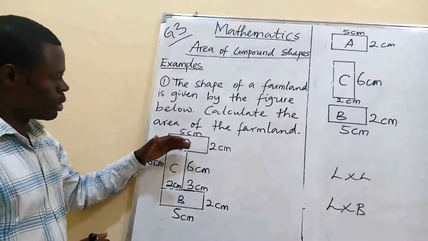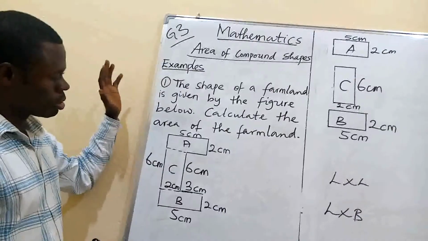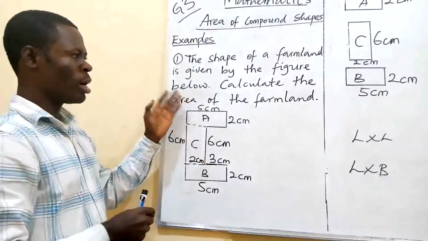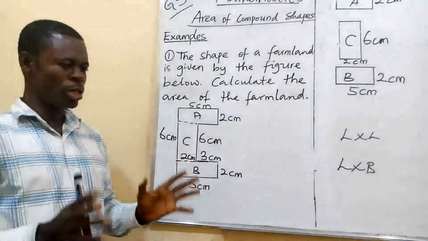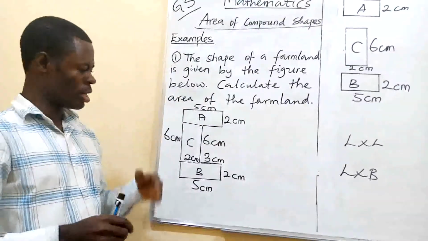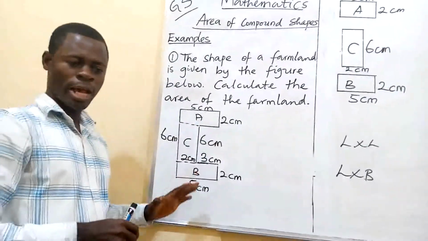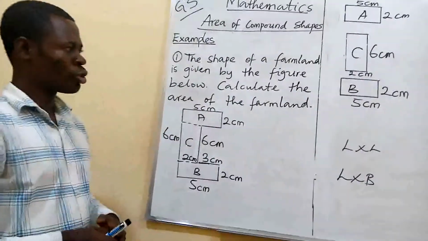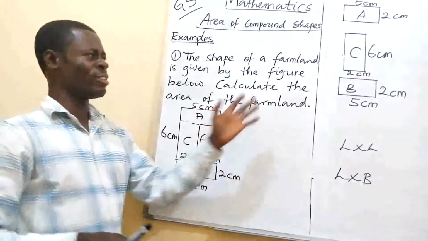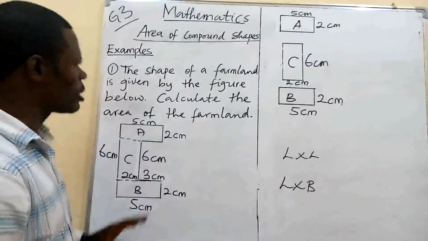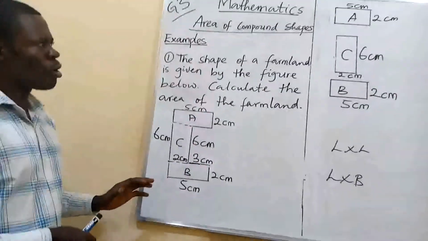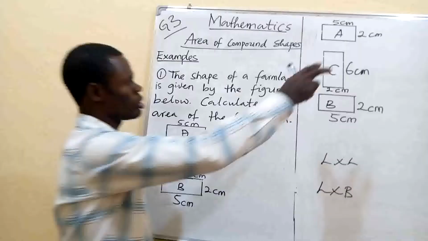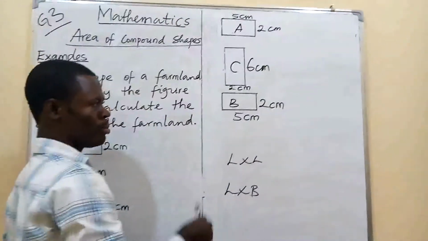So first of all, you cut out the first shape, draw it, get the dimensions, and then you cut out the second shape, draw the shape very well and get the dimensions. And then the last shape, depending on the number of shapes in the compound shape. By doing that, you'll be able to identify the shapes that were present in the compound shape. Alright?